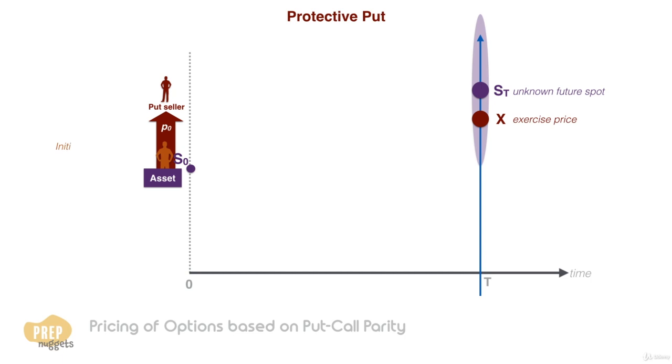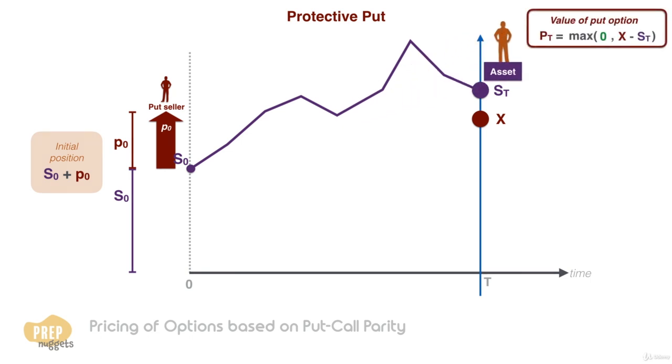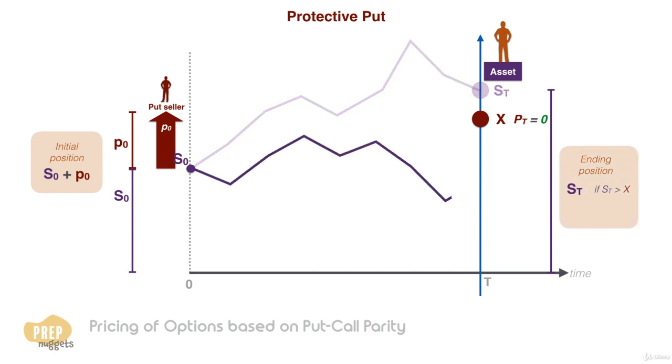Combined with the value of the asset, the investor's initial position is worth S0 plus P0, which is the investor's money at risk. At expiration, the value of the asset is ST. Based on this value, the value of the put will be either 0 or X minus ST. In such a case, where ST is greater than X, the asset has performed well and the investor will let the put option expire. This means that the investor keeps the asset, which is worth ST. The ending position in this case, where the put option expires out of the money, is therefore ST.